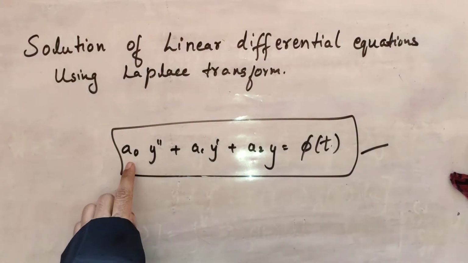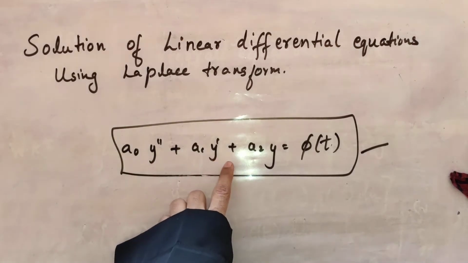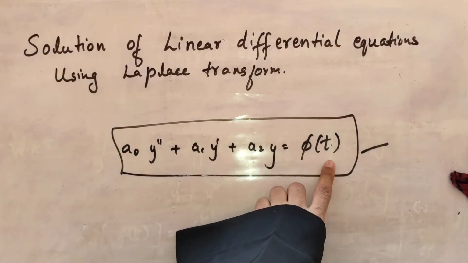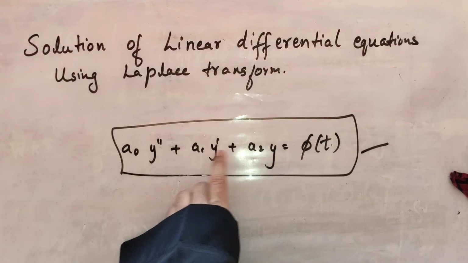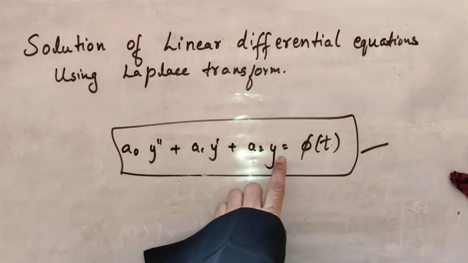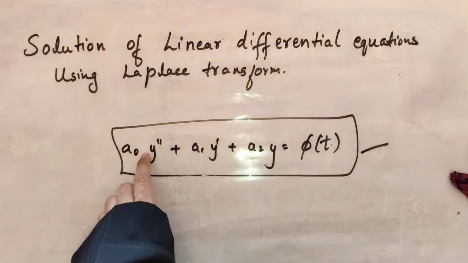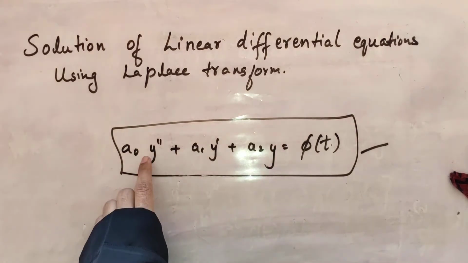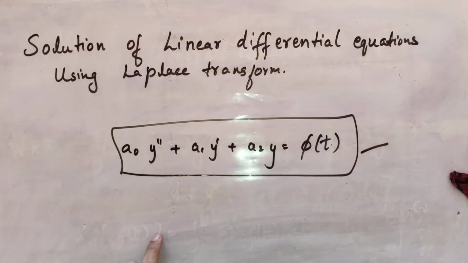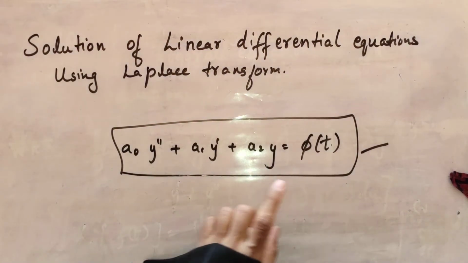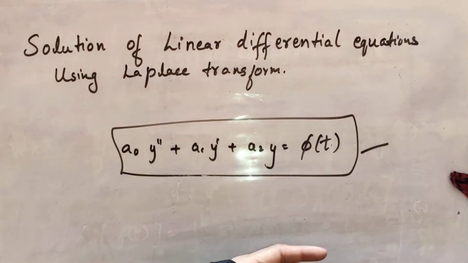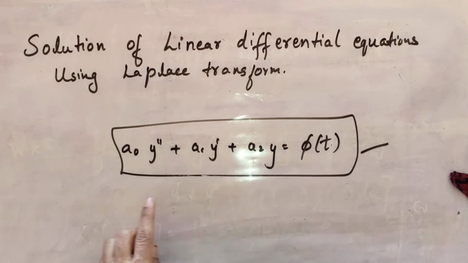It is a naught y double dash plus a1 y dash plus a2 y is equal to phi of t. Here a naught, a1, a2 are all constants, and you see it's a linear differential equation. Degree of each term is 1 here, and it's a second order linear differential equation with constant coefficients. Okay, so phi of t is any function of t. It can be any function of t, exponential, trigonometric, or any polynomial in t.